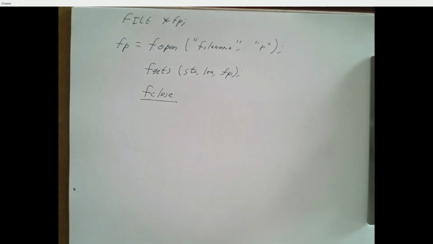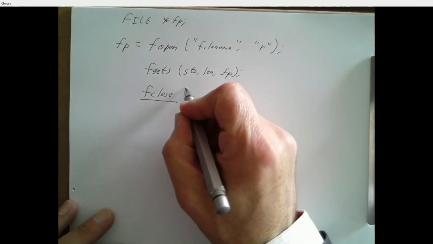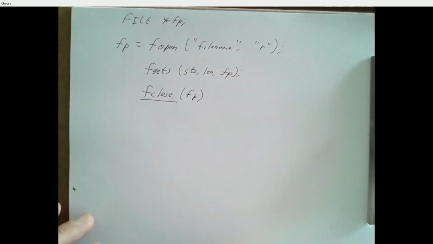So there's one more statement, which is fclose, which basically undoes the open. It says, okay, I'm done using this file. So we call fclose, pass it the file pointer, and then it makes the file available for other things to use. And that's a little important for reading, but it's really important for writing.